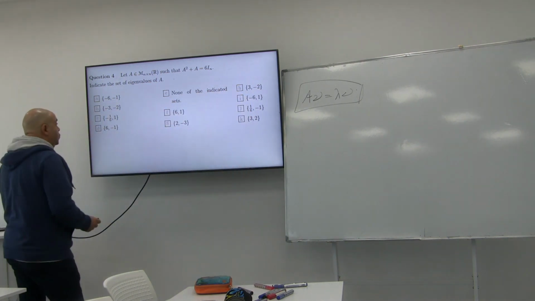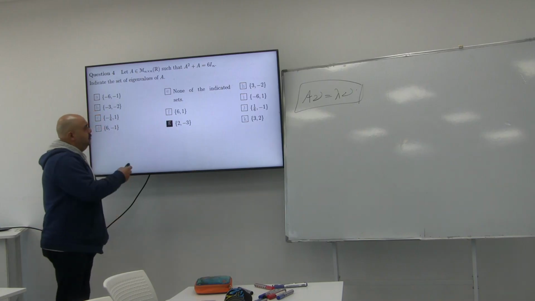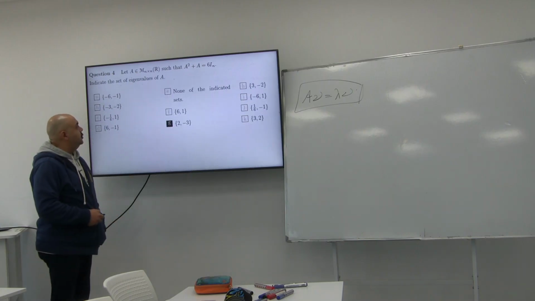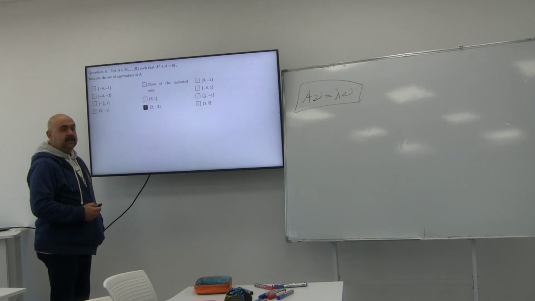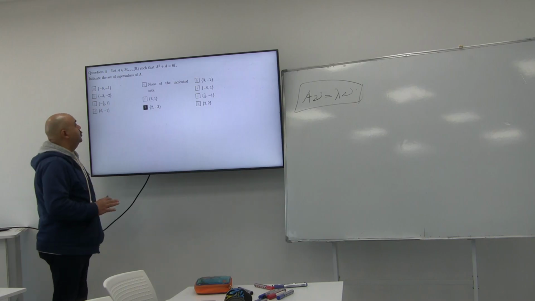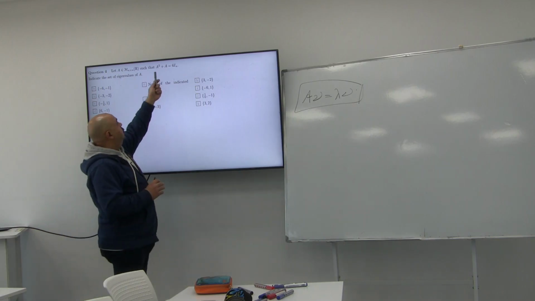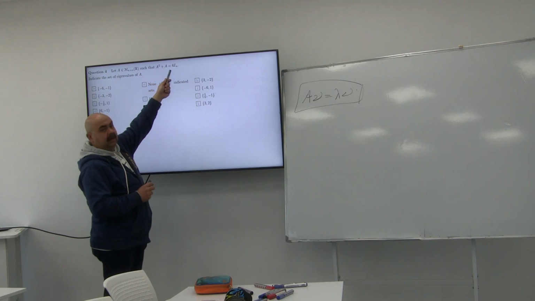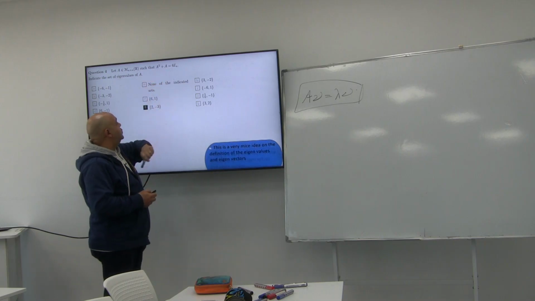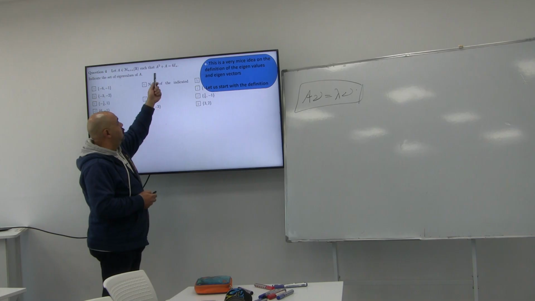So all I have to do now is to check this, and we already have the solution here. So let's see how to check this. I will start from the given, which is A squared plus A equals 6I. I will multiply this by the vector V.